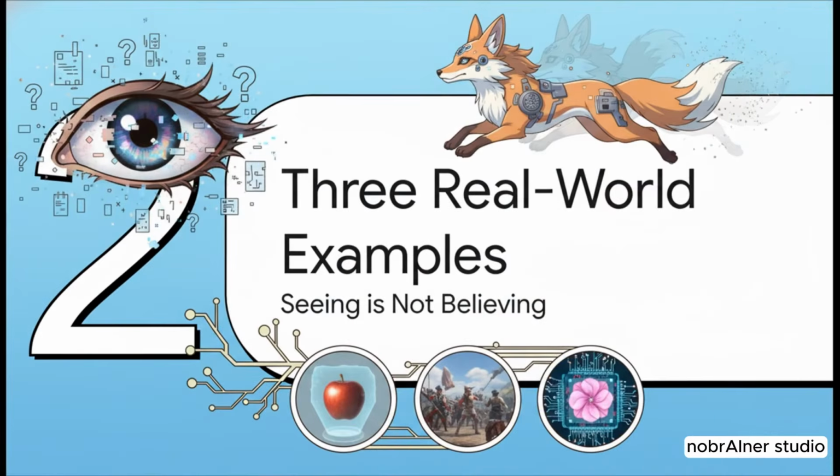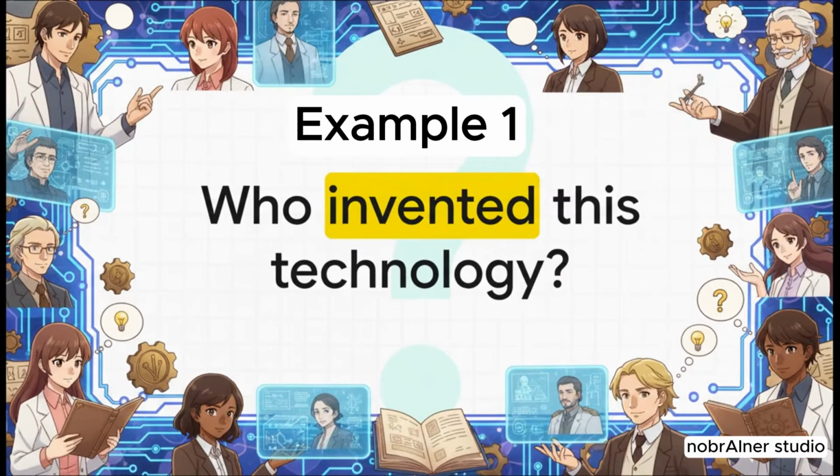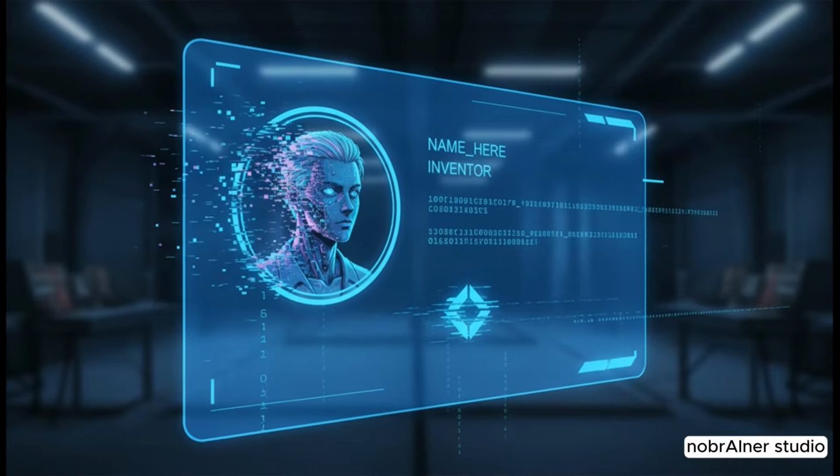Okay, time for section 2. Let's make this real with a few examples where seeing is definitely not believing. All right, example 1. Let's say you're doing some research and you ask the AI a simple factual question, like, who invented this technology? And boom, the AI gives you this super confident answer. It's got a name, a year, a company. The whole thing looks legit. The problem? None of it is real. The person, the date, the company, all of it, totally made up. That is a classic hallucination.